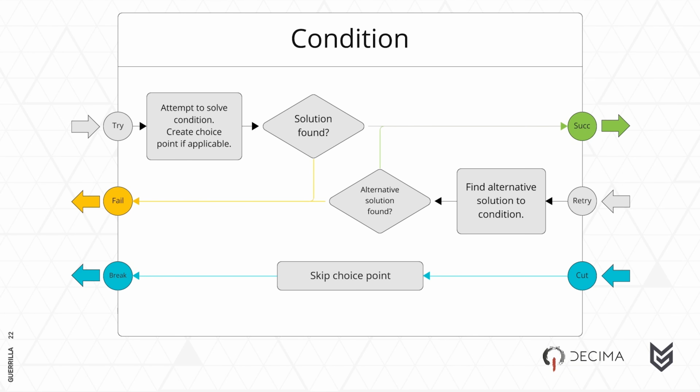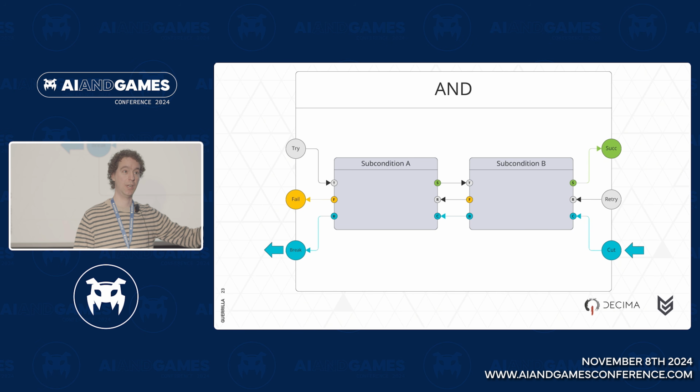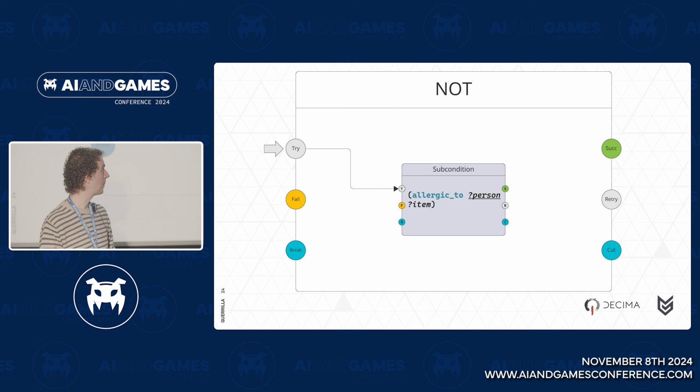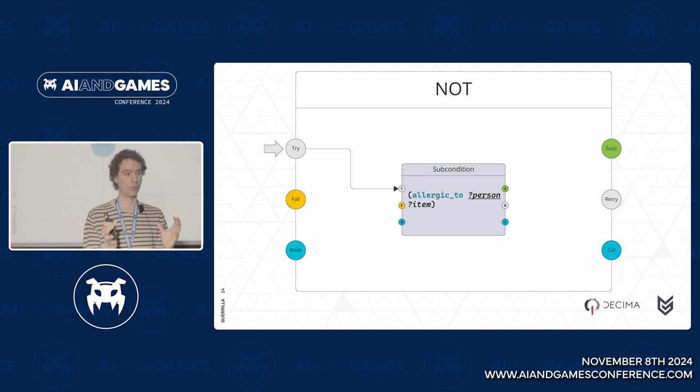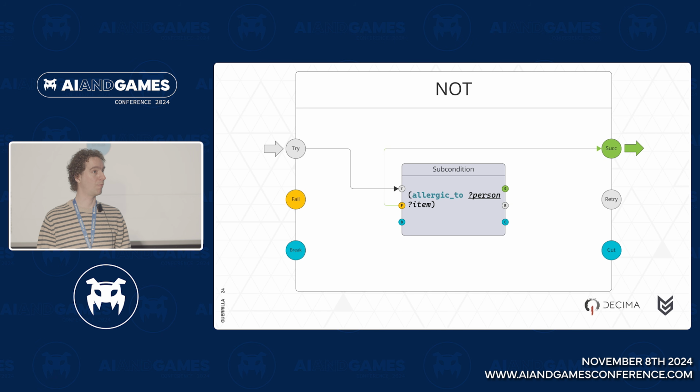Now we have to go back, before I show you what the not box looks like, back to our AND box, because these also have these ports. And they're hooked up like this, because we evaluate subcondition A first and then B, and going then the other way, we need to skip B before A. So let's look at the not box then. We're trying to prove that there is no such person that has this allergy. If we indeed cannot find any allergic to fact, we can transition from failure of a subcondition to the success of the outer condition.